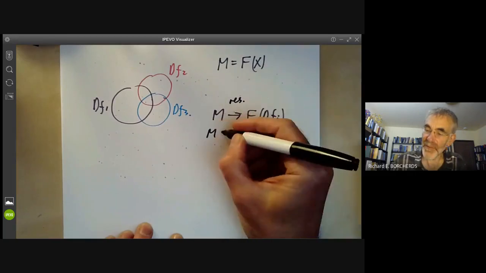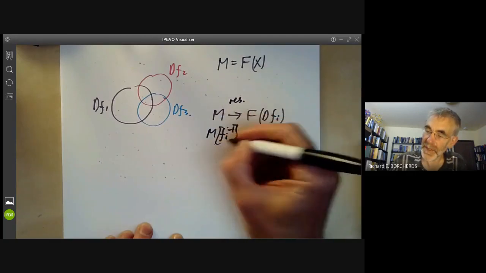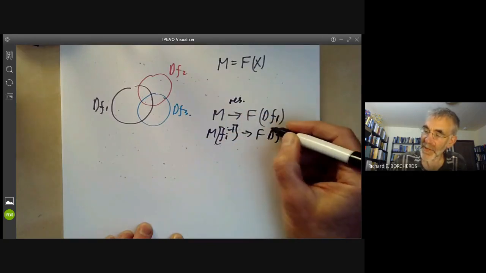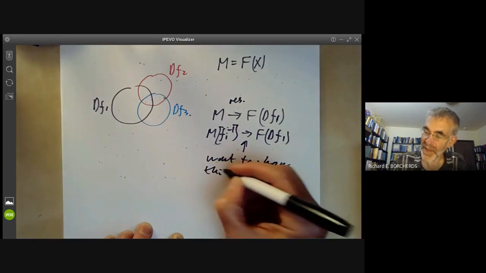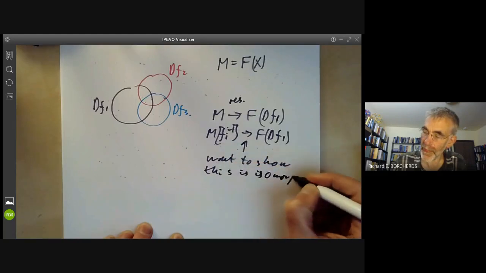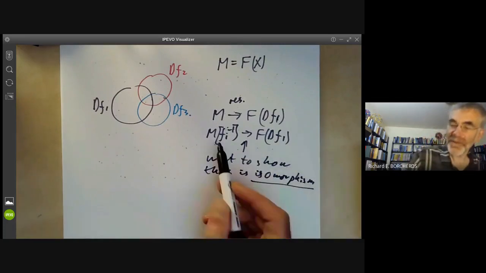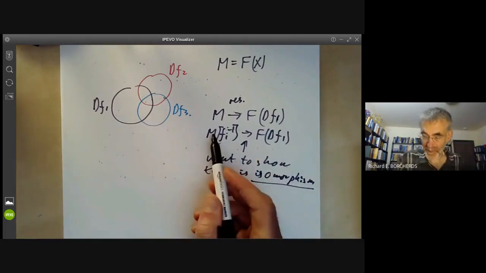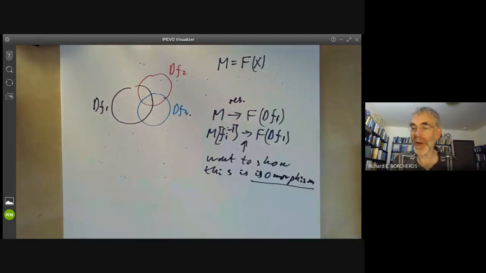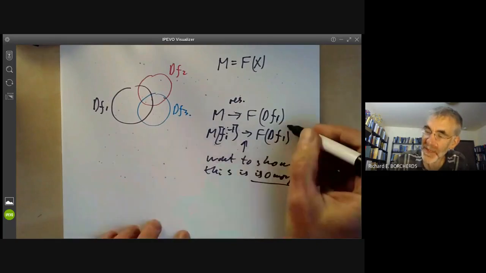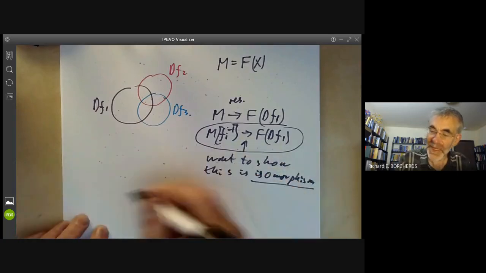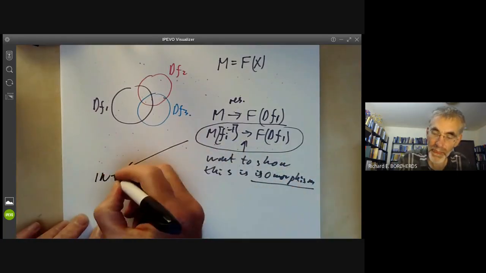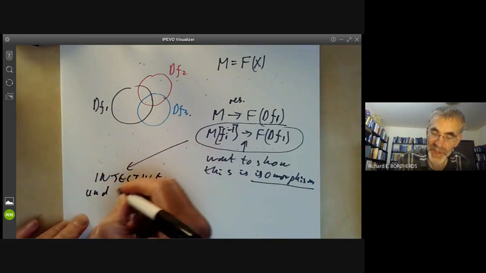Now this induces a map from M_{f1} to F(D(f1)). And what we want to do is show that this is an isomorphism. And if we show that for all i, then it will be easy to show that the module F is quasi-coherent in whichever sense you want. So proving that this is an isomorphism is the key technical step of the proof. All the rest is kind of routine bookkeeping. So we do this in two steps. We want to show it is injective, and we want to show it is surjective.